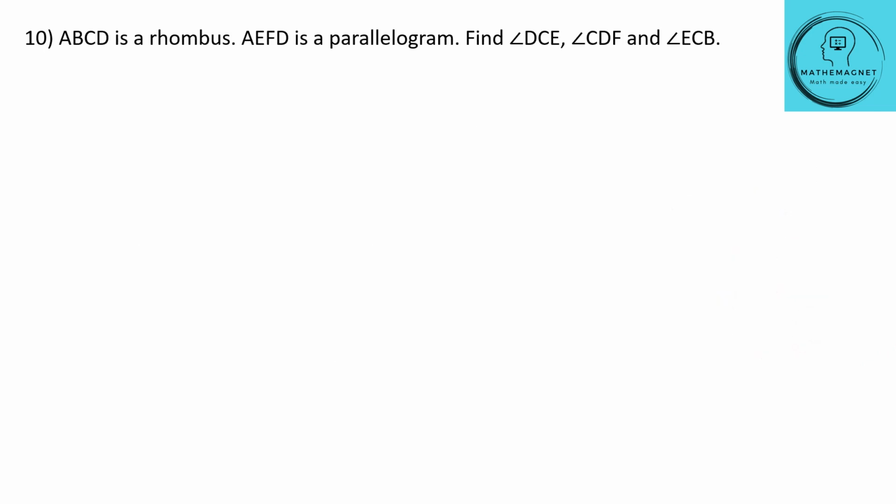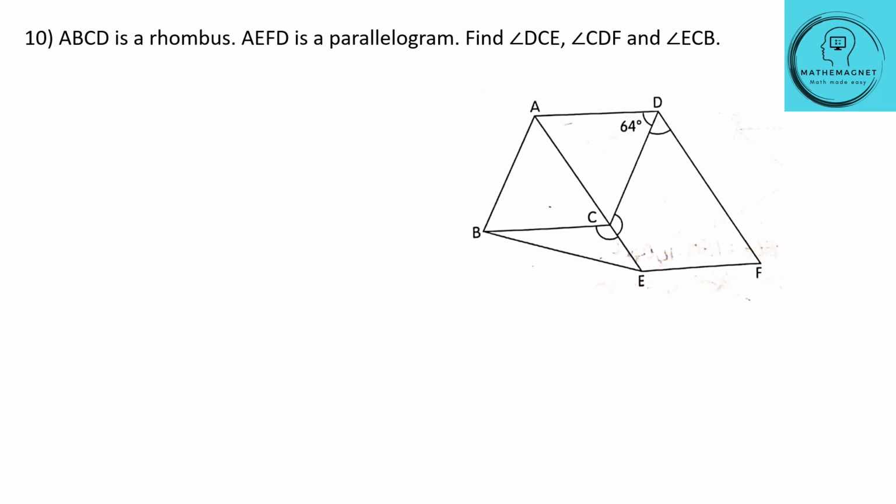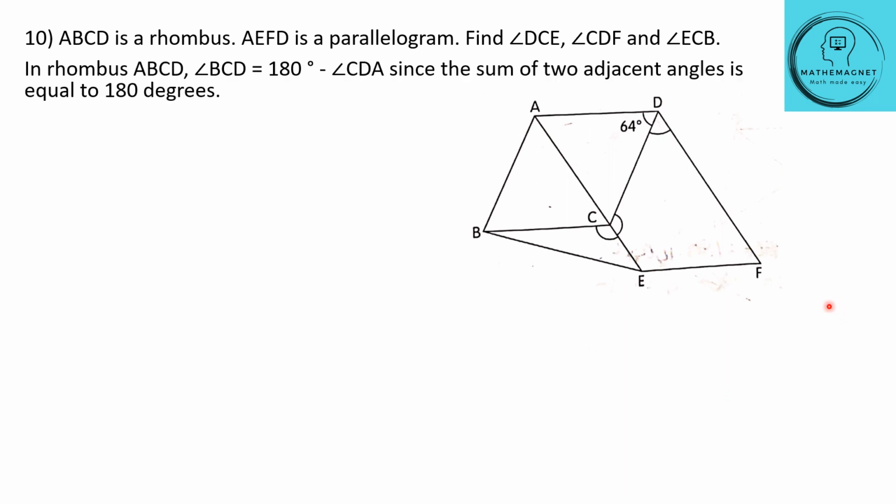Question number 10. ABCD is a rhombus. AEFD is a parallelogram. Find angle DCE, angle CDF and angle ECB. Now we have to find three angles as per the question, and this is the figure that they have given. So let us see how to proceed.